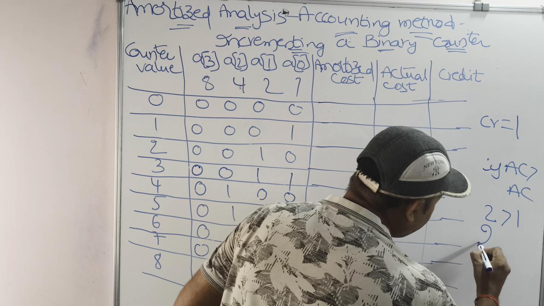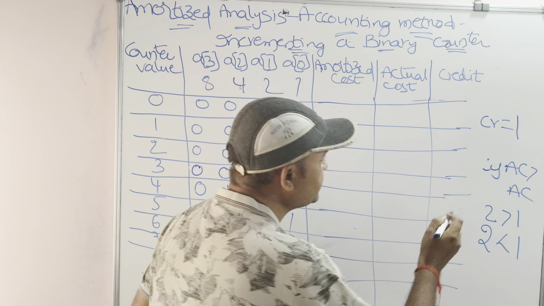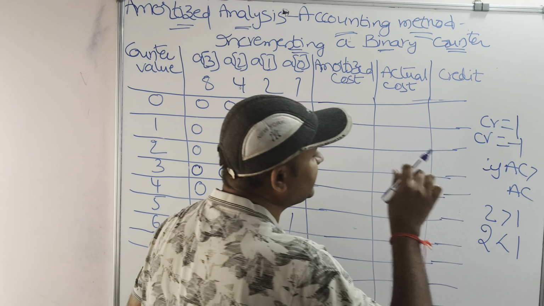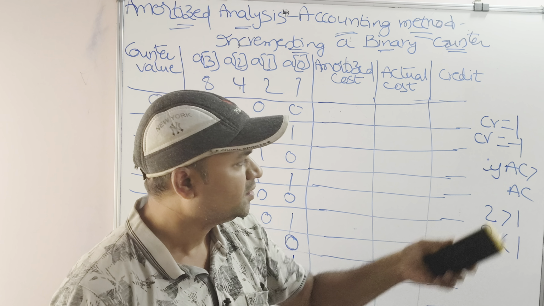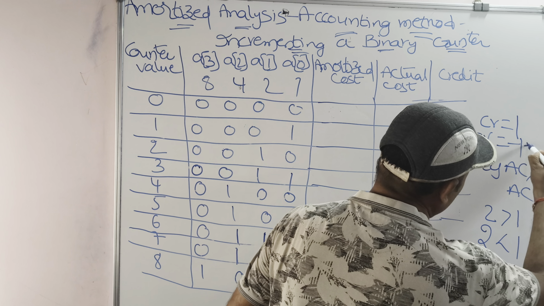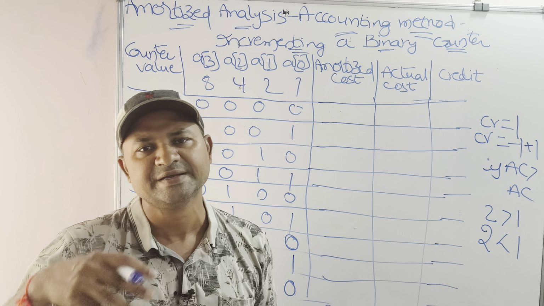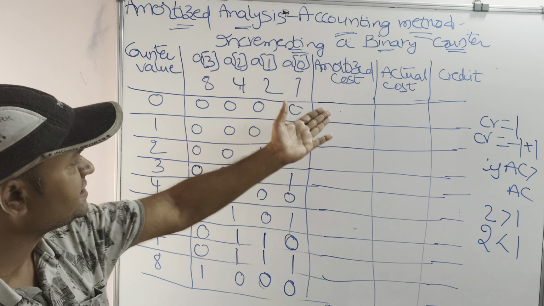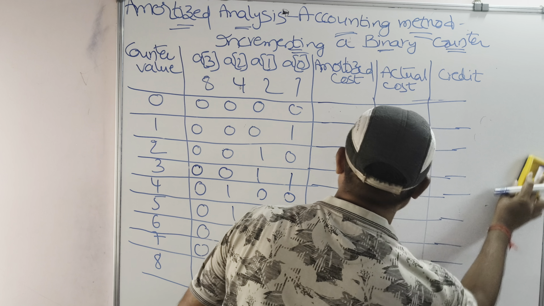Whereas if amortized cost is less than the actual cost, then what is credit? Credit is a negative number. 2 minus 1 means minus 1. Credit is a negative number. Then we have to use the previously stored credit. What is the previously stored credit? 1. So we will add that value to the credit. So minus 1 plus 1 means 0. So credit should always be greater than or equal to 0. Okay. So for these numbers, let us calculate amortized cost, actual cost as well as credit.